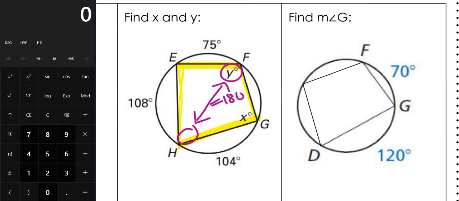But I don't have any angles across from y. And I don't have an angle across from x. So I can't use that property of inscribed quadrilaterals where opposite angles equal 180. I have to think something else. Okay, so I'm going to go back to the drawing board. I'm going to erase all this. And now let me think.